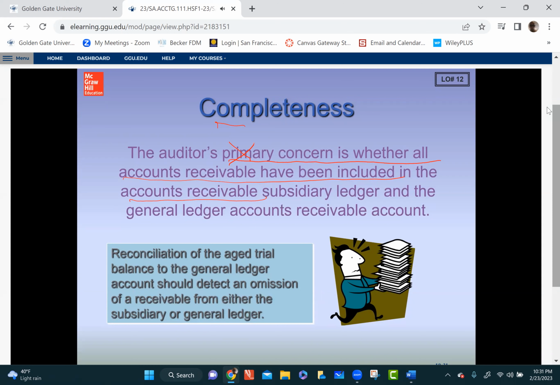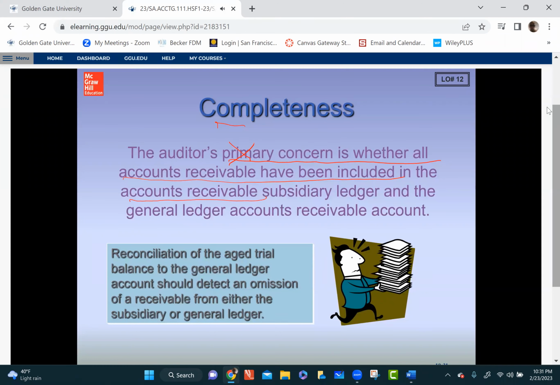Meanwhile, I'm kind of worried about existence of receivables, because what happens if they debit accounts receivable, they credit something, they credit sales most likely. And remember, we're worried about what? Overstatement of the sales account. So I'm not sure that I would agree with this, that the primary concern is the completeness assertion. However, I do agree that we would want to make sure that the receivable is complete.